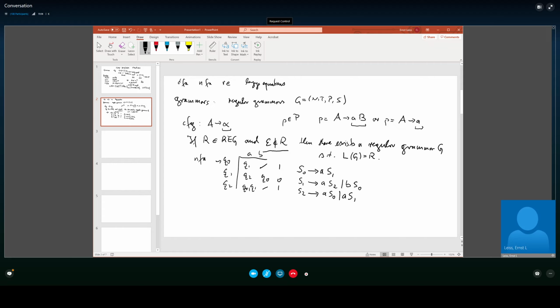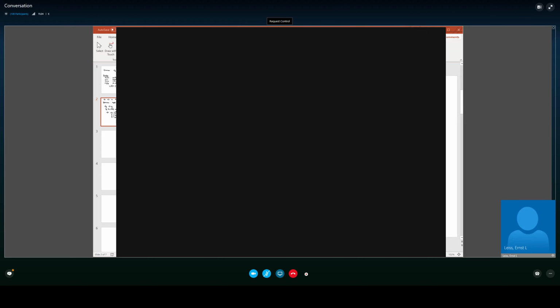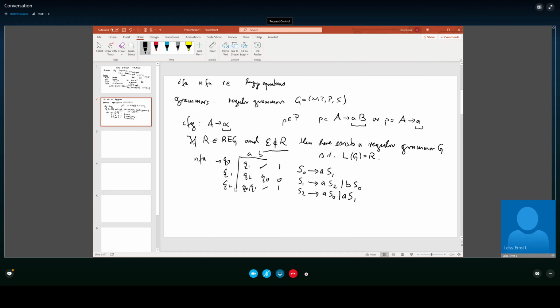The only thing that we have to worry about now is that there are some accepting states. So we have Q0, an accepting state, and Q2, an accepting state.